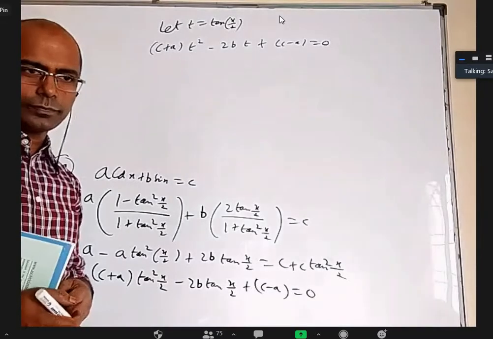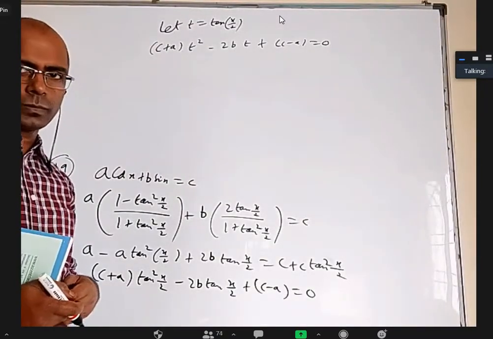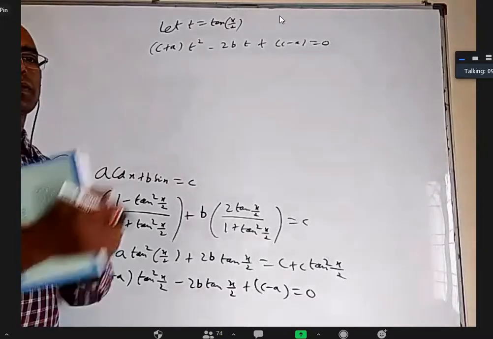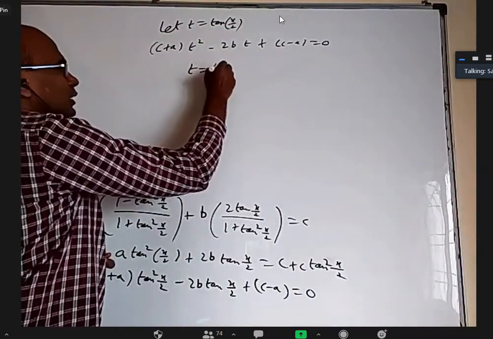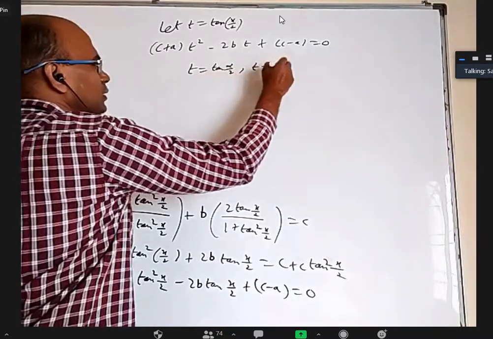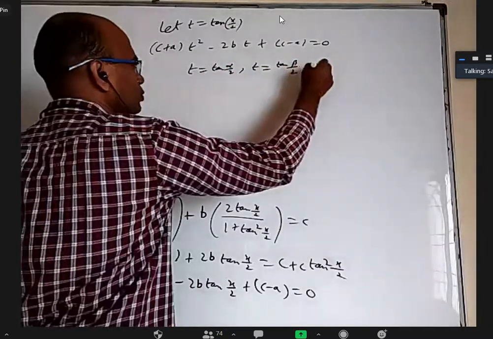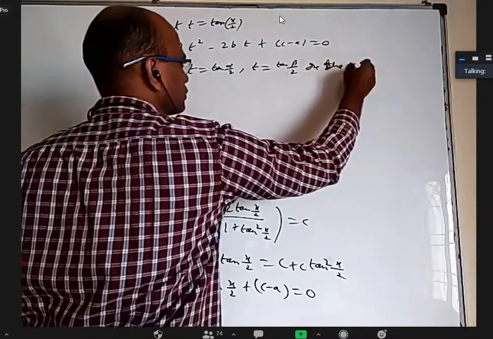Anybody want to tell me for this quadratic equation what are the roots? What are the roots for t? Tan alpha by 2, tan beta by 2. Yeah, t is tan x by 2. So t equal to tan alpha by 2 and t equal to tan beta by 2 are the roots of this equation.